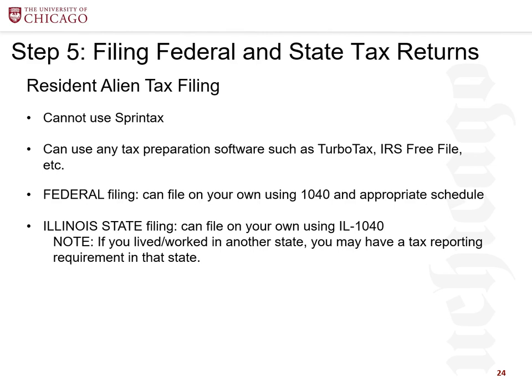Resident aliens are not able to use SprintTax. It does not function for residents. But they can use any tax preparation software such as TurboTax, IRS FreeFile, etc. You probably see a lot of those advertisements around. If you want to file on your own without using any tax software, you can download a Form 1040 and the appropriate schedule to make those calculations. You are entitled to file online as a resident for tax, and that is a little bit more convenient. For Illinois State, you can file on your own using an IL 1040. Again, if you lived or worked in another state, you may also have a tax reporting requirement in that state.